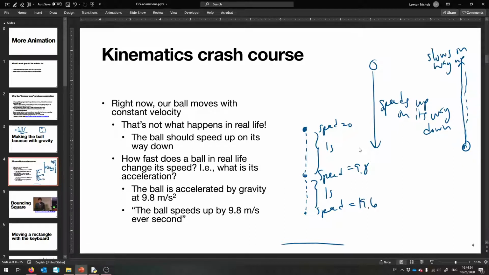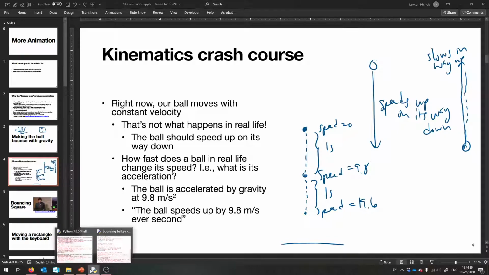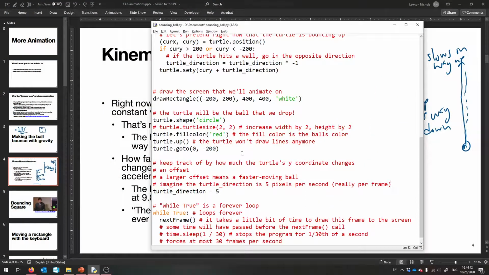19.6, I think. I hope this makes sense because this is the key. Okay, we're going to start the ball up here with a speed of 0, and gravity is going to move it down at a constant rate. Okay? So let's write this in code. This is going to be really, really cool when it works, I promise.